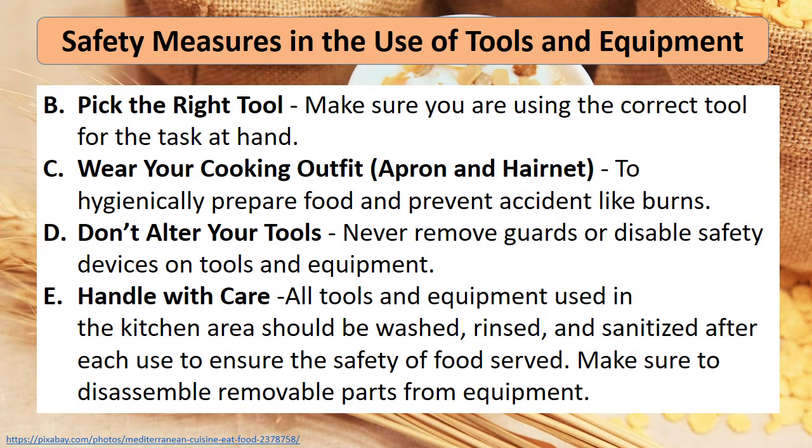B. Pick the right tool. Make sure you are using the correct tool for the task at hand. C. Wear your cooking outfit like apron and hairnet to hygienically prepare food and prevent accidental burns. D. Don't alter your tools. Never remove guards or disable safety devices on tools and equipment. E. Handle with care. All tools and equipment used in the kitchen area should be washed, rinsed, and sanitized after each use to ensure the safety of food served.